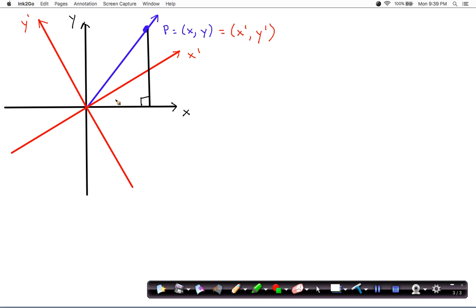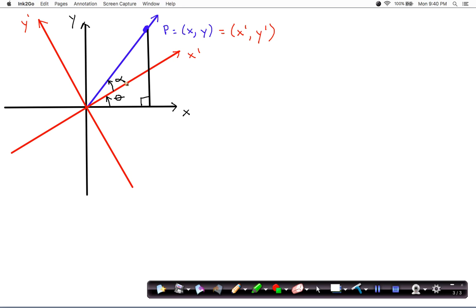Actually, before I did that, I probably should have drawn a couple of angles in. Let's say that this angle right here, we're rotating through this angle. Let's call that theta. And let's get this angle over here labeled as well. That right here, we're going to call alpha.